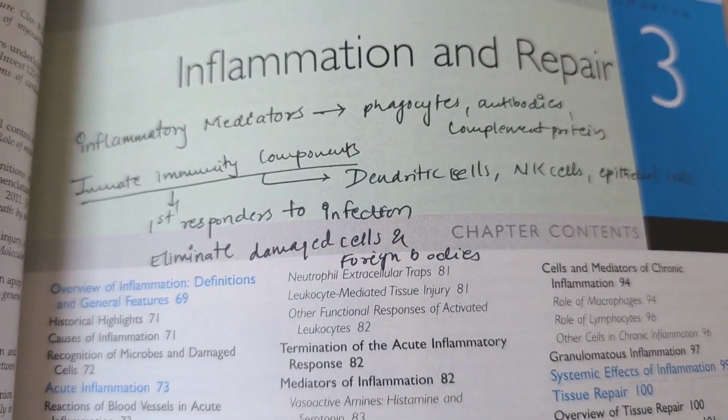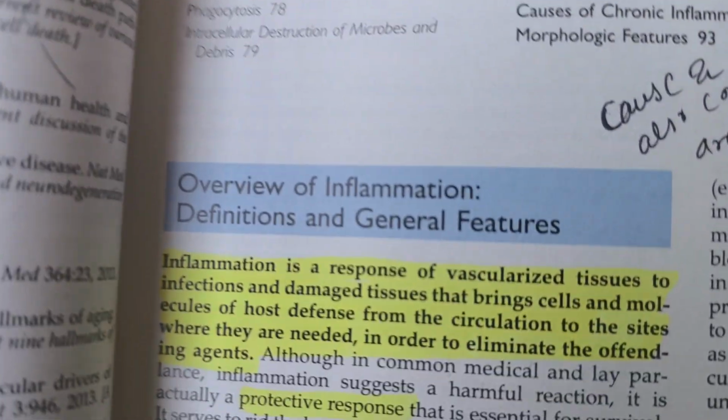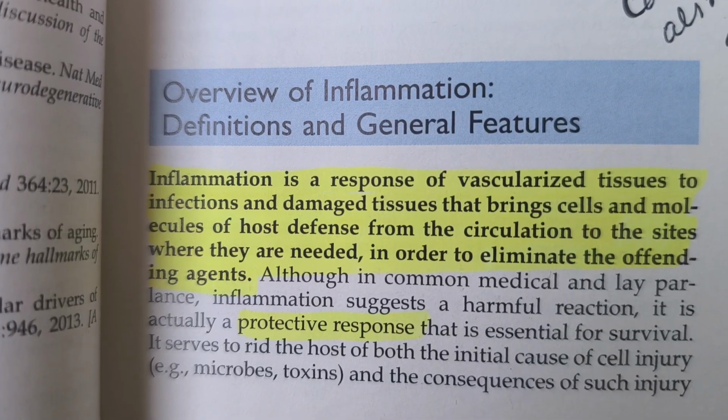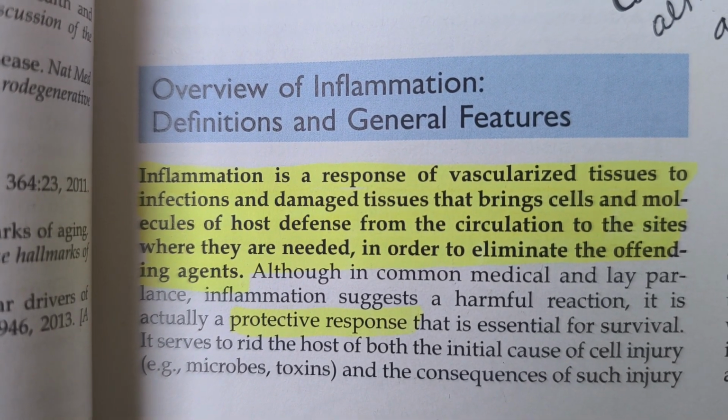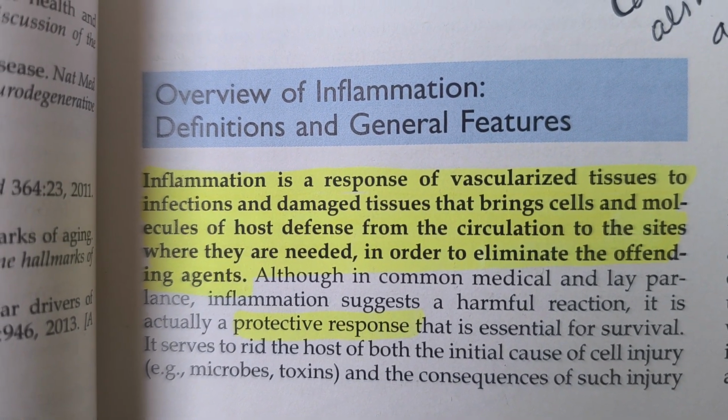Inflammation and Repair, Chapter 3. Overview of inflammation. Definitions and general features of inflammation.